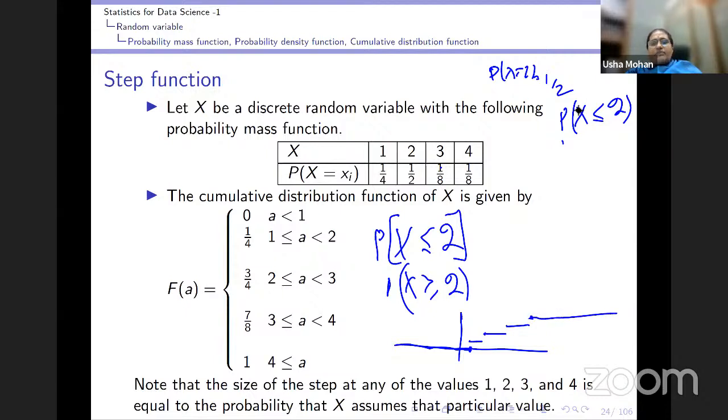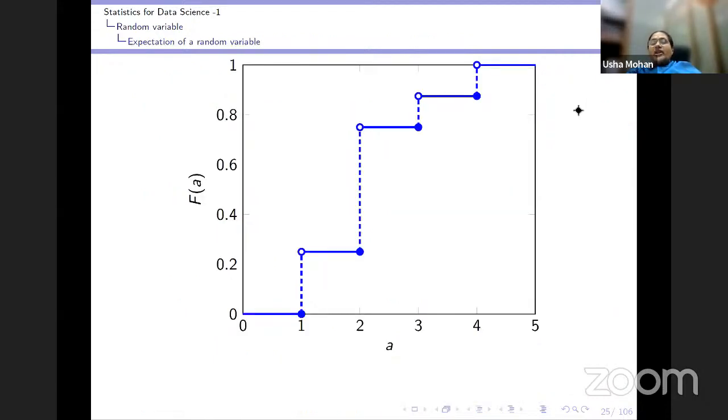So this type of function is what we refer to as a step function. You can see that these are dotted, indicating that it is not a continuous function. So the cumulative distribution function for a discrete random variable follows the step function. You can see that it has discontinuities, and these are the discontinuities. Is this clear?